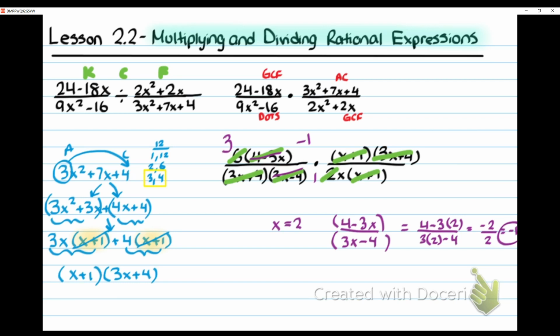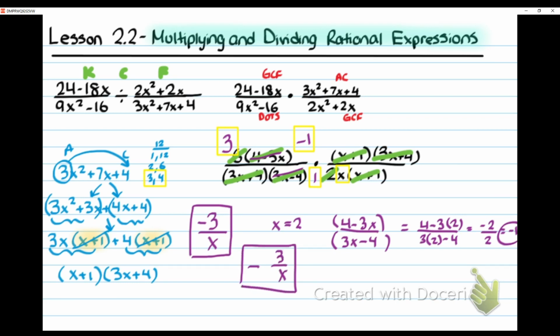If you want to save that until the end, you can, but it's good to get into the habit of looking at your single terms and seeing if they can simplify. So then in the numerator, we're left with 3 times negative 1, and in the denominator, we're left with 1 times x. So your final answer would be negative 3 over 1 times x, which is just x. So negative 3 over x. You can also write it as negative 3 over x. Okay, both of these would be correct.